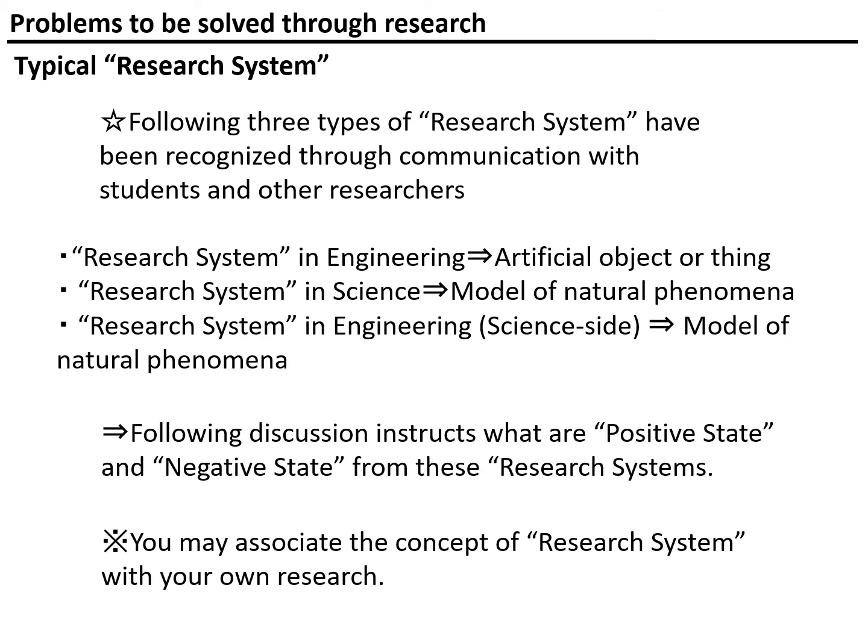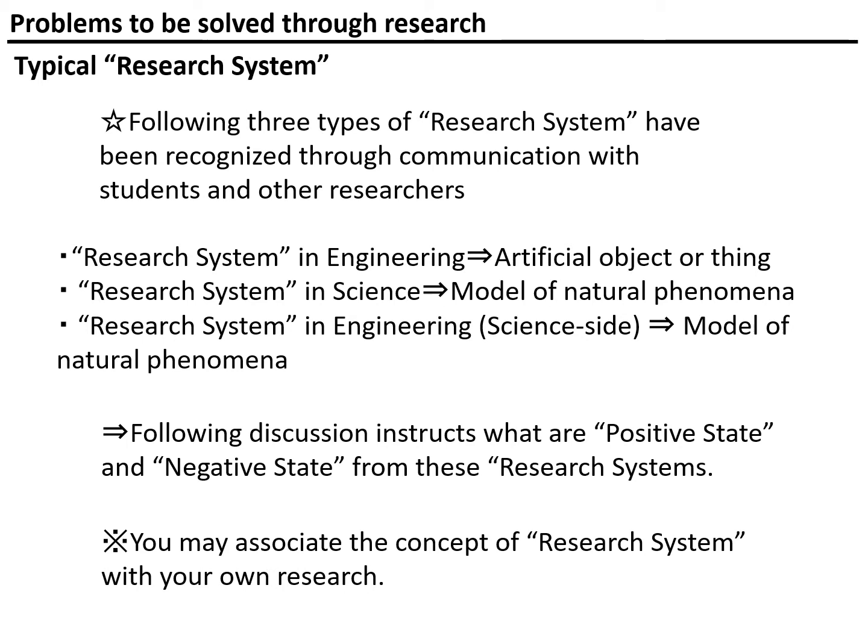Typical research system. So far I have communicated with many engineering students, and I can see the pattern of the problem dealt with in the research activity of engineering students. Well, they could be categorized in the following three types of research system, which have been recognized through communication with students and other researchers. So I think a research system in the engineering field is an artificial object or thing, because I do believe that engineering is the field where we are going to create convenient tools, some new tools for human beings.